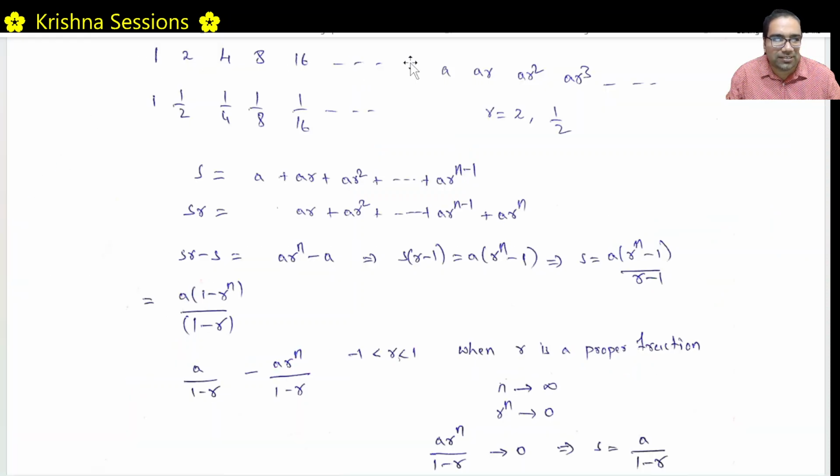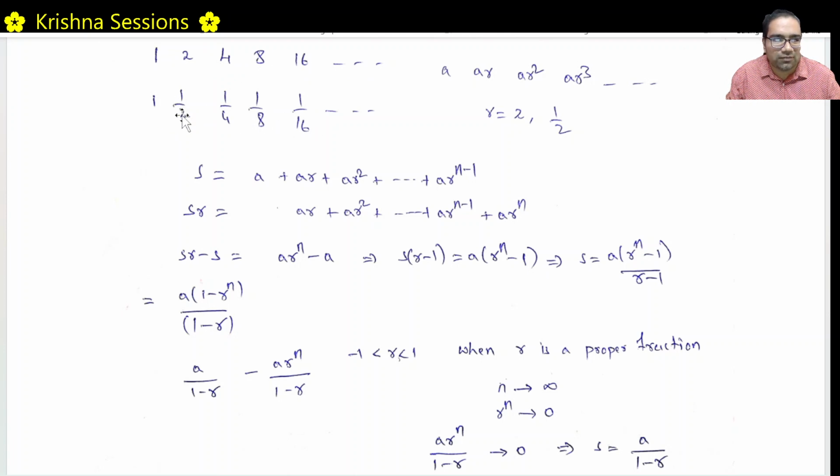Let's take a geometric series. For example, this is a geometric series: 1, 2, 4, 8, 16. Every number is multiplied by 2, so the ratio is 2. 1 into 2 is 2, 2 into 2 is 4, 4 into 2 is 8, 8 into 2 is 16.